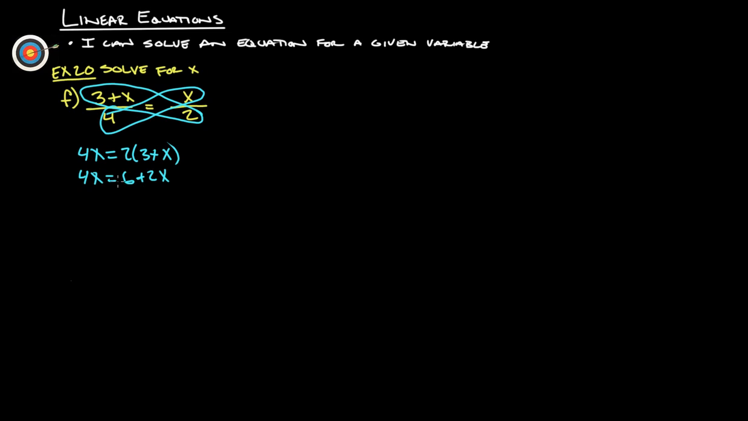Let's see, we've got variables on both sides. So let's subtract the 2x from both sides. And we get 6 on one side, and we get 2x on the other side. Divide by 2, and we get that x is 3. All right?